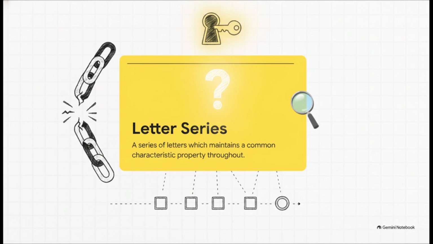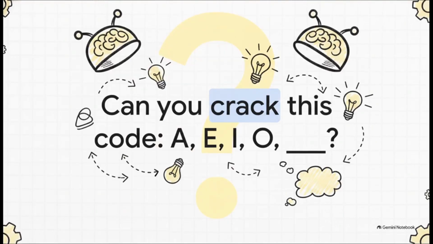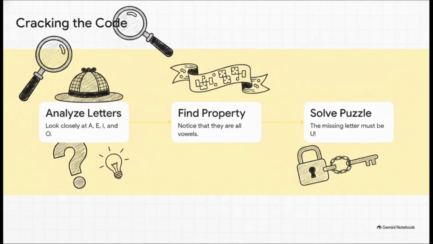Simple as that. So I think it's time to put your skills to the test with our first real challenge. All right, here is your first official letter series mission. We have A, E, I, O, and then a blank line. So what goes in that blank? Put your thinking caps on for a second. I'm just going to give you a moment, see if you can shout out what comes next. Did you get it? Let's walk through it and check your detective work.